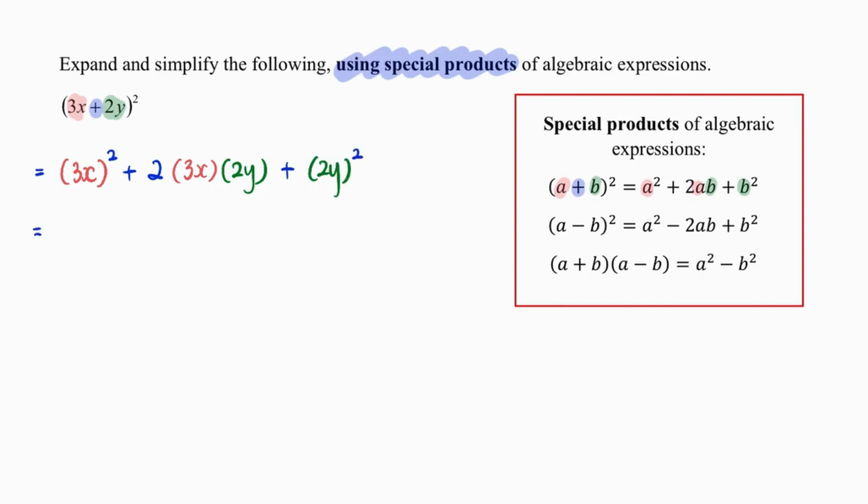3x square is 3 times 3, 9, x times x, x power 2, plus 2 times 3 is 6, 6 times 2 is 12. Still got my x and y. (2y) square is 2y times 2y, 2 times 2, 4, y times y, y square. And there's no more like terms. This will be the final answer.